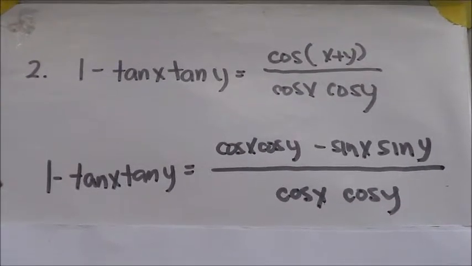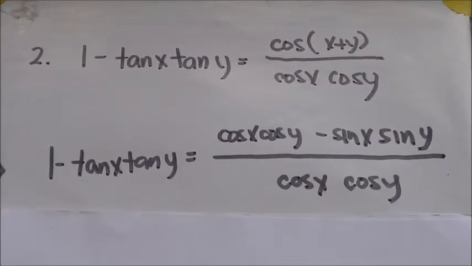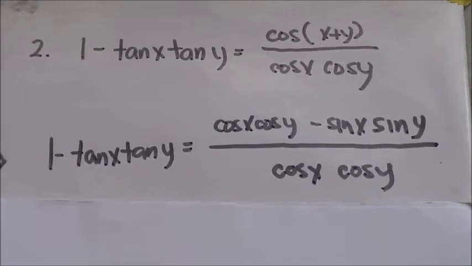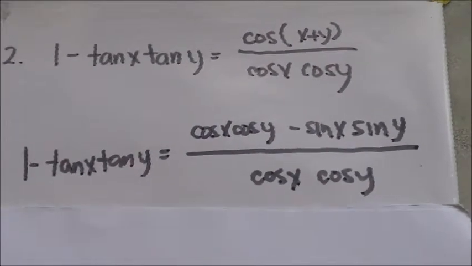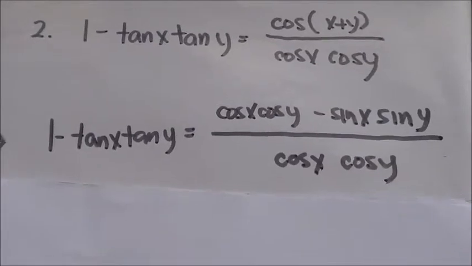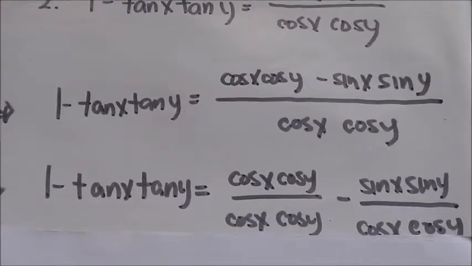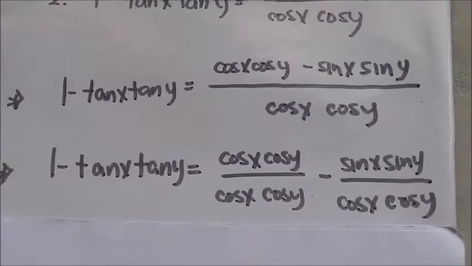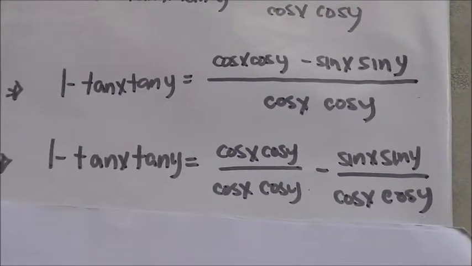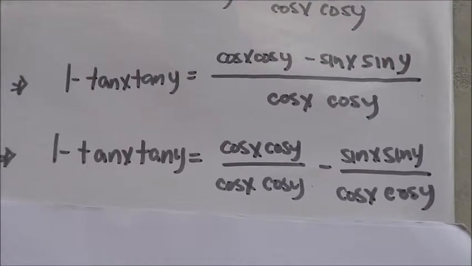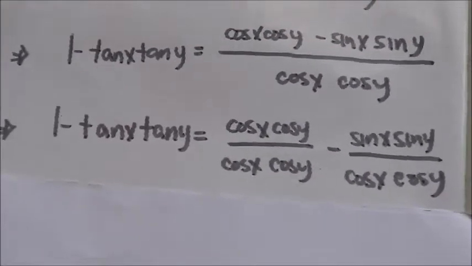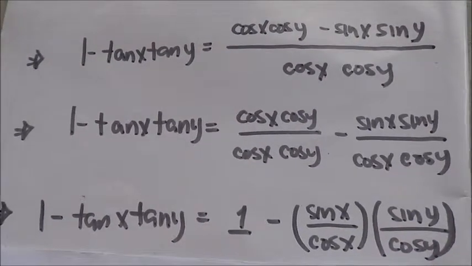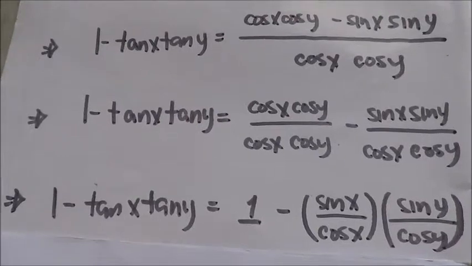From here, you can see that in the right hand side we can separate the term into fractions. So it will be 1 minus tangent x tangent y is equal to cosine x cosine y over cosine x cosine y minus sine x sine y over cosine x cosine y. So the first fractional term is equal to 1. And the second term, we can still split it up into two fractions again.